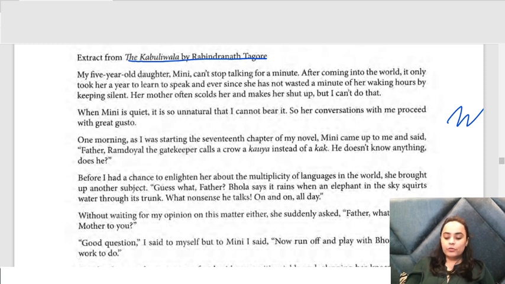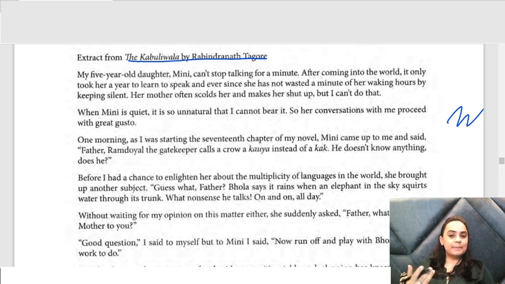My 5-year-old daughter, Minnie, can't stop talking for a minute. After coming into the world, it only took her a year to learn to speak. And ever since, she has not wasted a minute of her waking hours by keeping silent. Her mother often scolds her and makes her shut up, but I can't do that. When Minnie is quiet, it is so unnatural that I cannot bear it. So her conversations with me proceed with great gusto.